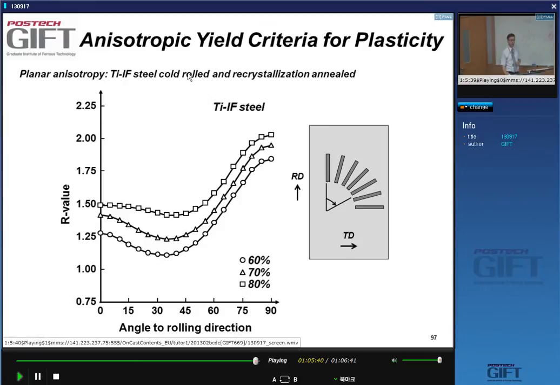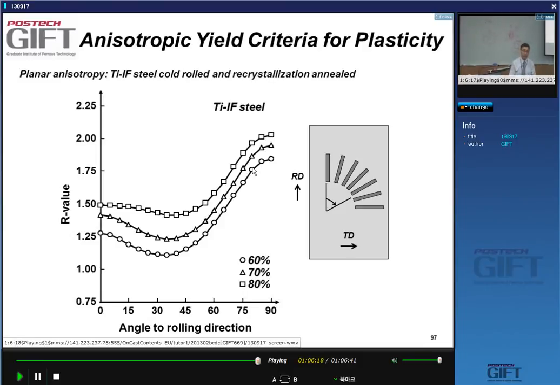So if you cold roll the steel and you do a recrystallization annealing afterwards, you notice that the R value will increase with the amount of reduction that you give, and the way in which the material is anisotropic in the plane will also change with the amount of deformation. This has a big impact on our yield functions.